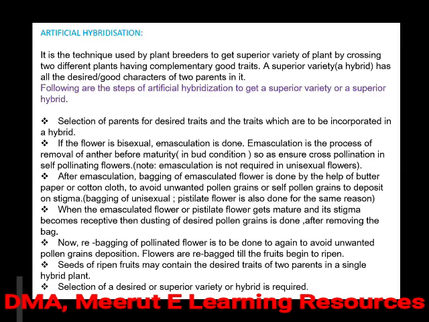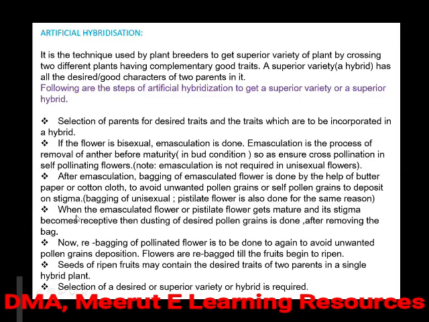For example, we want pollen grains of the mango which is resistant to disease to be deposited on the mango plant which has good flavor, good taste, and good fruit set. Okay. So here we can see this is the way emasculation is done and bagging is done.